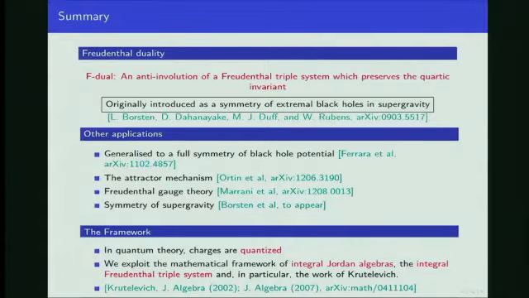The new ingredient, for those of you who know what a Freudenthal triple system is, is a new symmetry that we call Freudenthal duality, which is an anti-evolution which preserves the quartic invariant. And the significance of the quartic invariant from the black hole point of view will be that it provides the Bekenstein-Hawking entropy of the black hole.